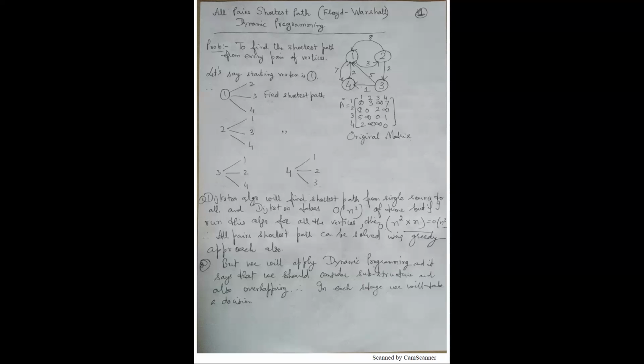Now let's look at the solution of this problem. I will use the same problem and solve it so that you understand the meaning of this all pairs shortest path algorithm. And this will be one more example of dynamic programming. So let's see how it can be solved.